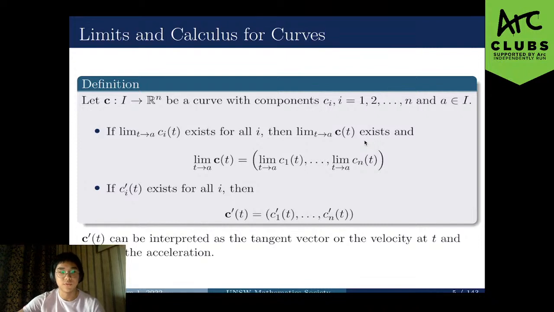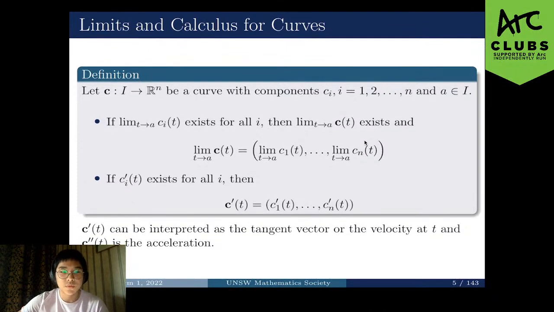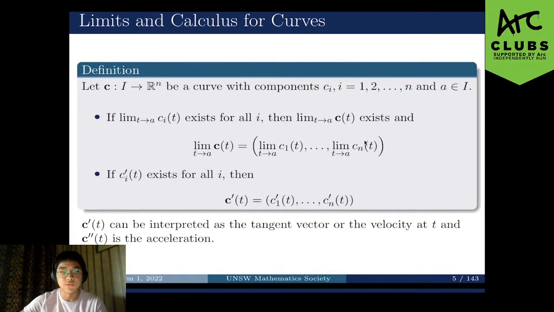Limits and calculus for curves. So the definition, let C, which goes from an interval to Rn, be a curve with n components, and let A be an element of the interval. So the limit for the curve is only going to exist if the limit for each of the components also exists. So for every component, C1, C2, all the way down to Cn, if their limit exists as, for example, t approaches A, then we're also going to have a limit for the curve as t approaches A.